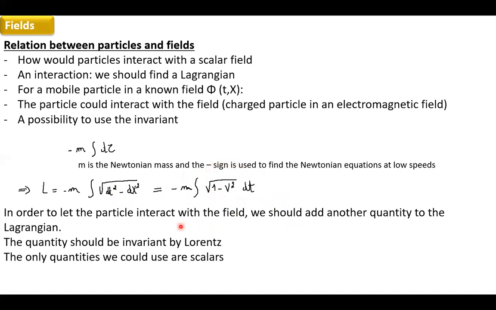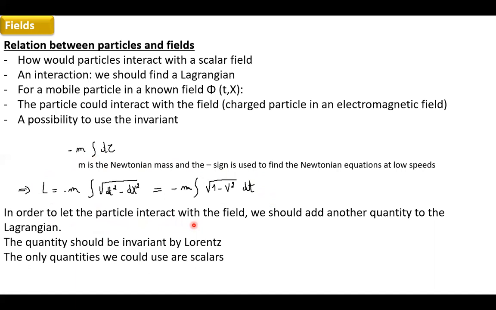Okay, so this particle will interact with the field. So we will let it interact with the field. So we should add another quantity to this Lagrangian. This is the Lagrangian of the field. Now we should add a Lagrangian concerning this interaction, the interaction of the particle with the field. And this quantity that we should add to the Lagrangian should also be invariant. We only work with invariant quantities.